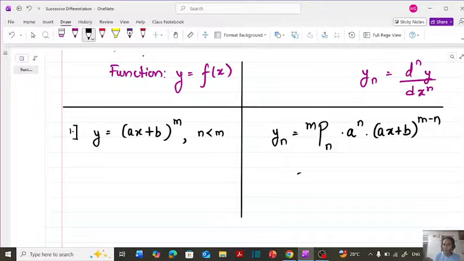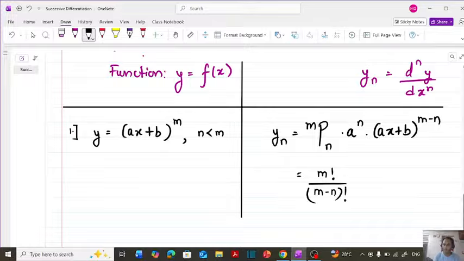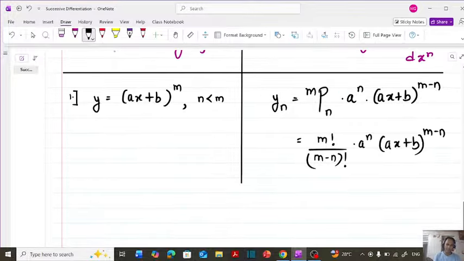Otherwise, if you are uncomfortable with the mPn permutations notation, you can remember this formula like this: m factorial over (m minus n) factorial, into a to the power n, into (ax plus b) to the power (m minus n). You can remember it like this too. So your first formula gets over.